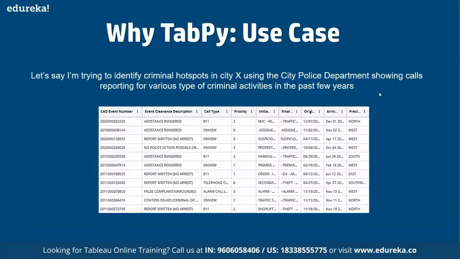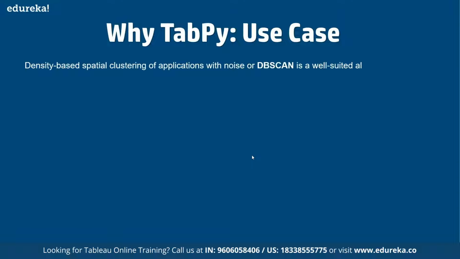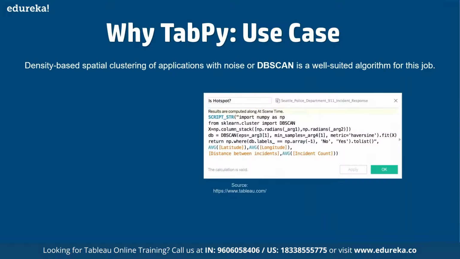Now with this data, it is hard to identify a pattern based on the current data set. Density-based spatial clustering of applications with noise, or DBSCAN, is a well-suited algorithm for this job. We have the script already available, where we are going to make use of scikit-learn, and simply import DBSCAN from scikit-learn cluster.